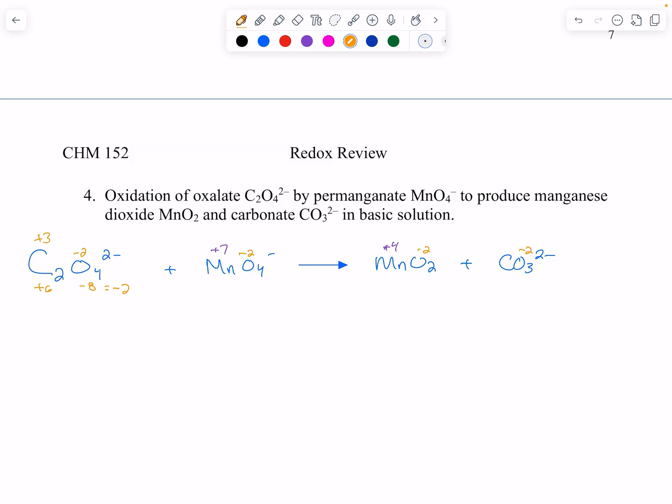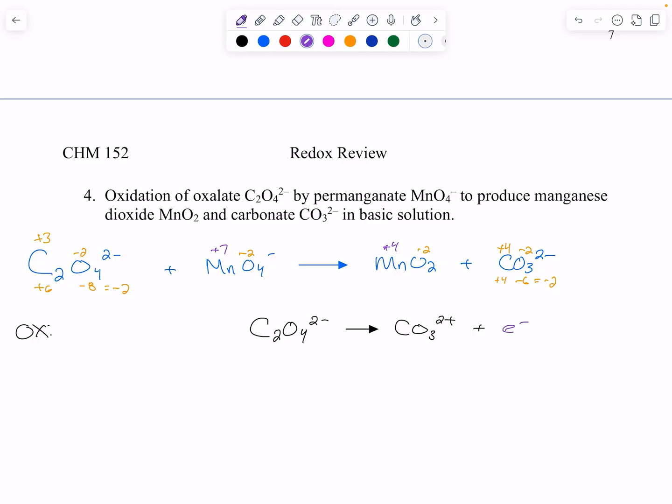On carbonate, we get up to -2. That's a -6. So that would be a +4. So carbon loses an electron. So in our oxidation, and now we're in basic solution, right? So for our oxidation, we have C2O4 2 minus, got it right this time, going to CO3 2 minus, plus an electron.